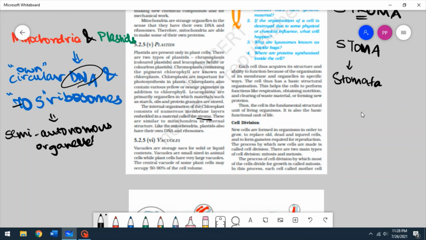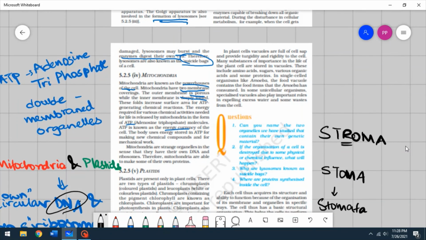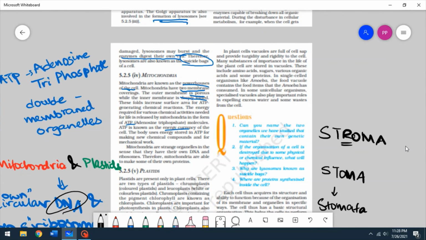Vacuoles are small sized in animal cells, while they're very large in plant cells. The central vacuoles are very large in plant cells, which contain from about half to almost the entire cell. So 50% to 90% is like half to almost the entire cell in plant cells only. In animal cells, they're very small. Sometimes they're not even present. Alright. Vacuoles are full of cell sap in plant cells, and they provide turgidity and rigidity to the cell.